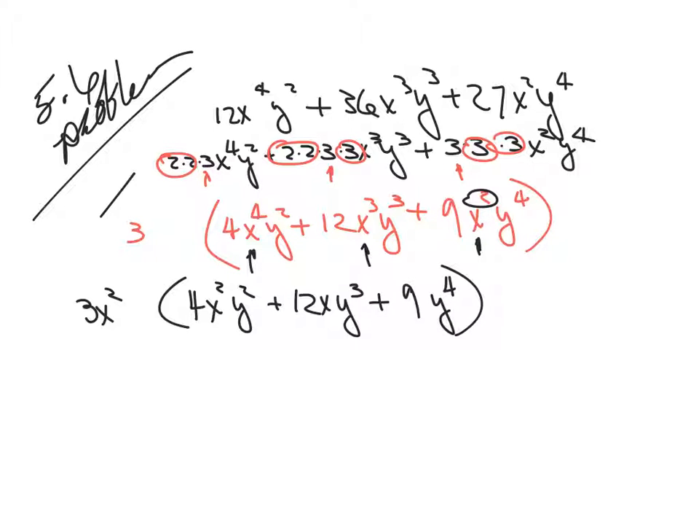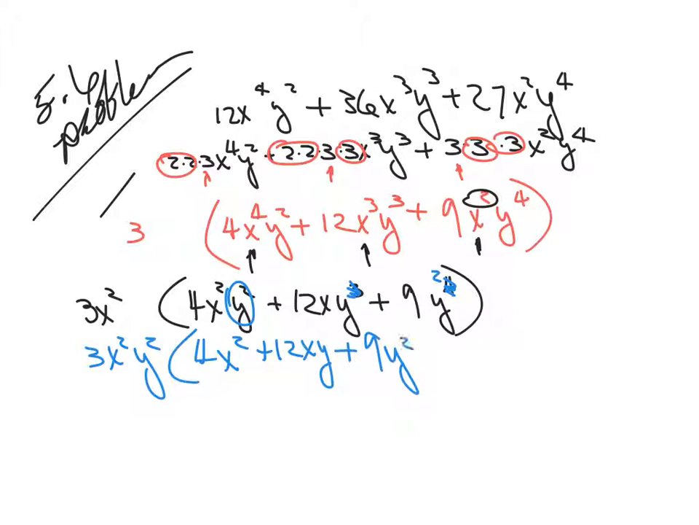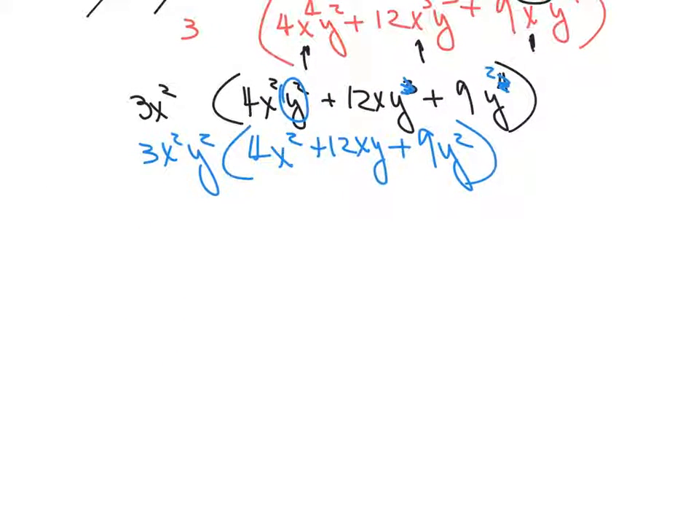Alright, now let's look and see what I've got for y's. I've got 2 there. I'm going to take 2 of them out of there, leaving me 1, and 2 of them out of there, leaving me 2. So 3x squared y squared, and that's what I'm left with.